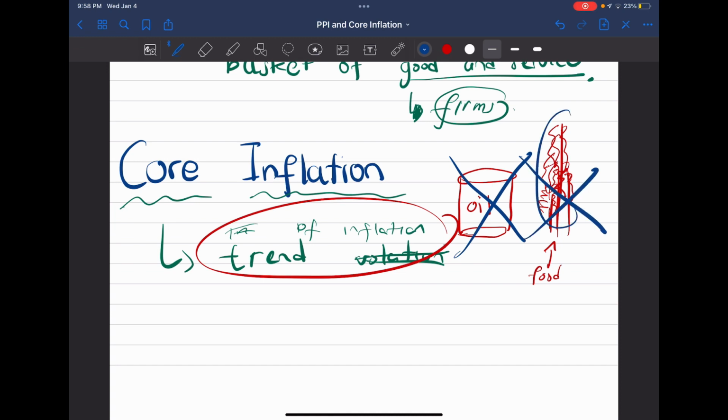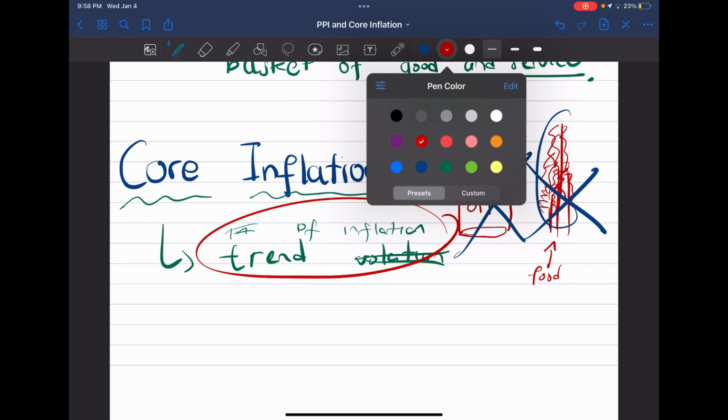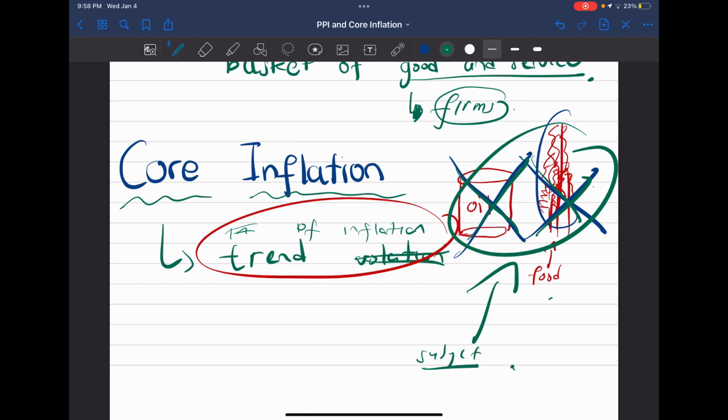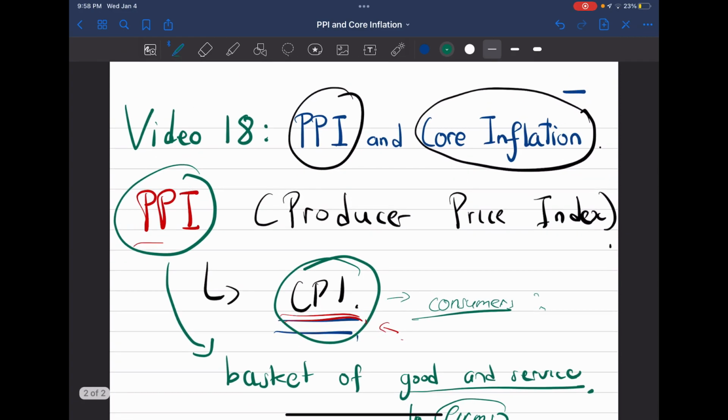Pardon my drawing of food, but yes, it excludes oil and food products because these are sometimes subject to changes in the short run. This gives short run volatility to the inflation, but with core inflation, we want to see the long run. So we exclude the changes in the price of oil and food, and we focus on the other things. So that is what core inflation is, and this is what is meant by PPI, the Producer Price Index.